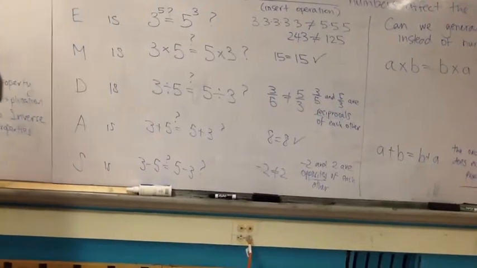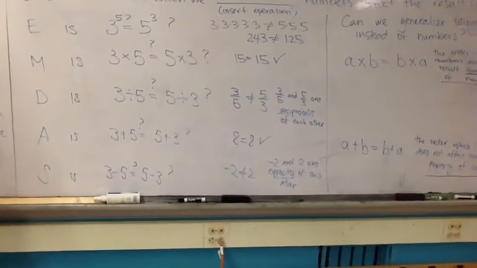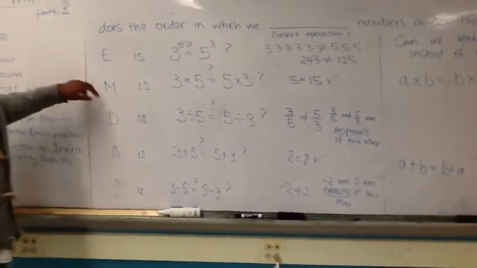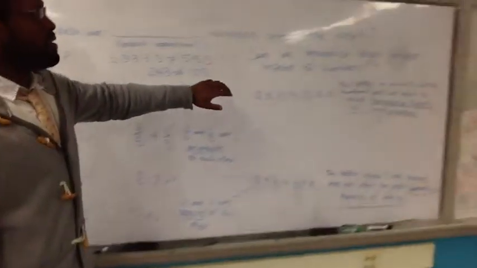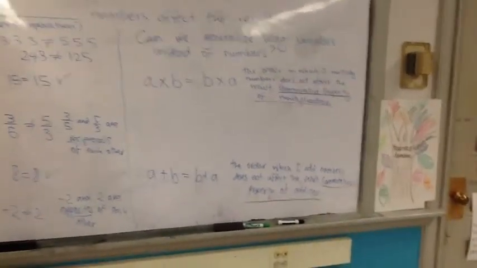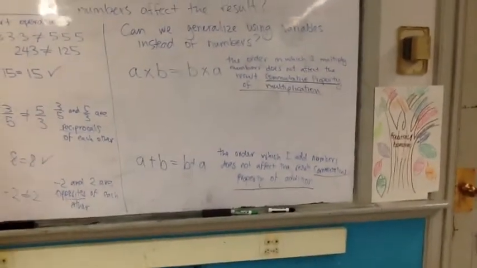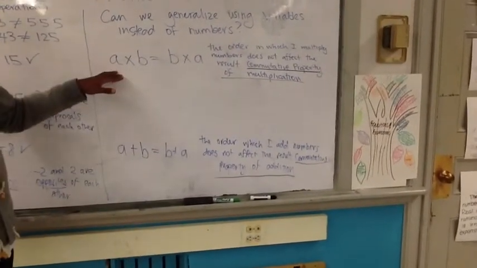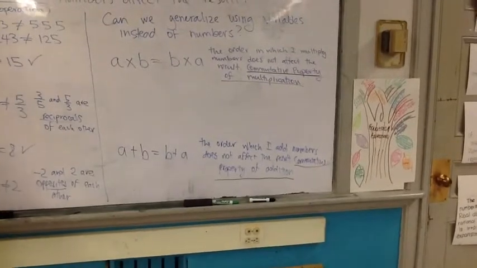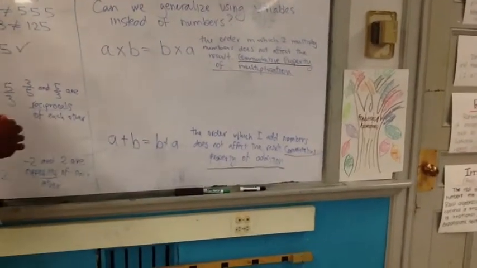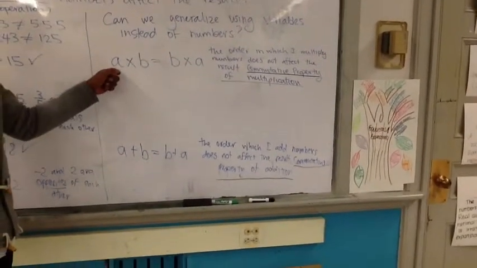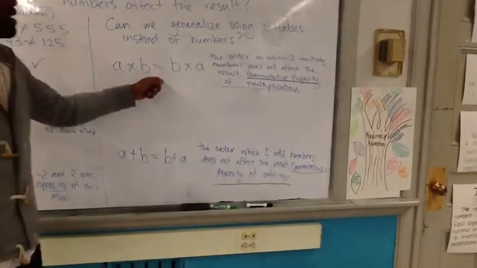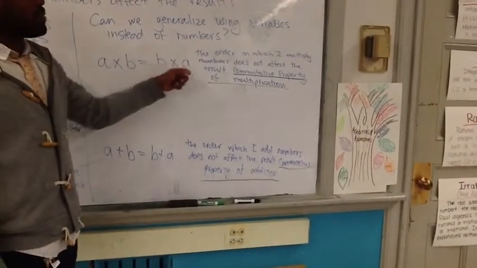So here, when we try to generalize these ideas, we say, instead of using the numbers 3 and 5, we can use variables that represent any numbers. So any numbers A and B, right? If I multiply A times B, the product should be the same as when I multiply B times A.